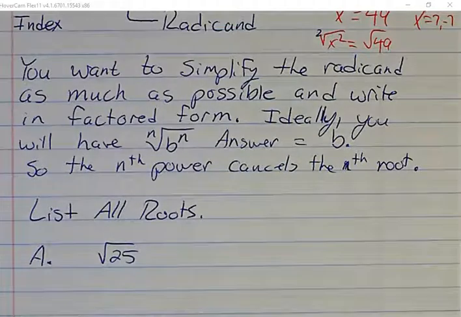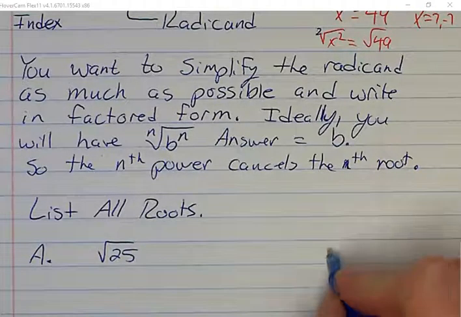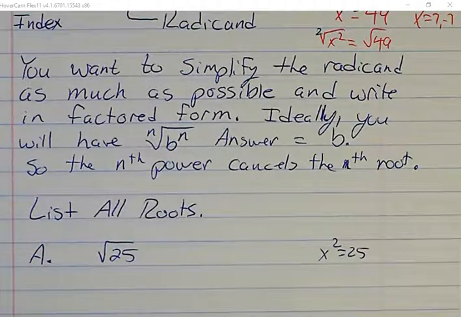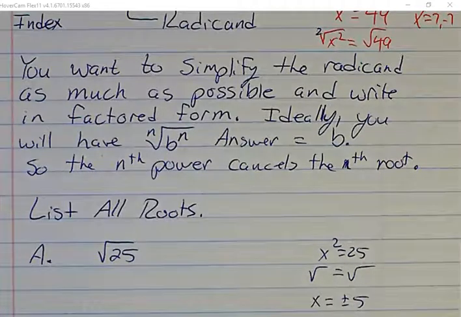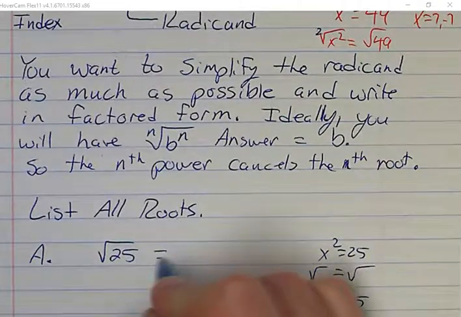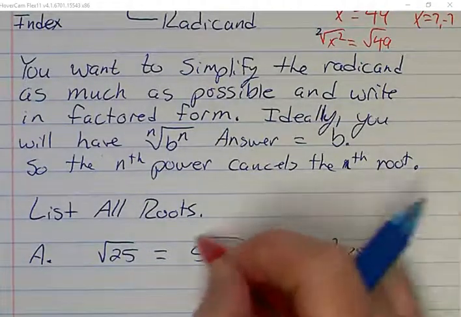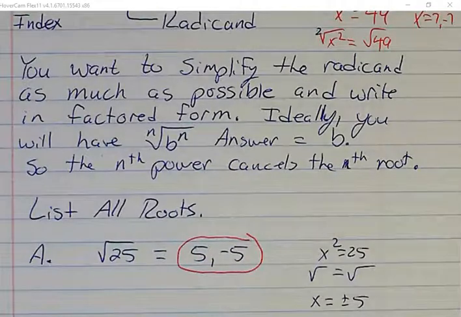And if it says list all roots, this is where we go back to the part that we did when we were solving with square roots. If we had, for this problem, kind of on the side here, x squared equals 25, we would square root both sides, and x would equal plus or minus 5. Okay, this one's basically saying the same thing. If you have the square root of 25, it could be 5, but it also could be negative 5. So when we're doing this one, they're still wanting the same thing. When it says list all roots, they want the positive and the negative roots if you're going through this part.